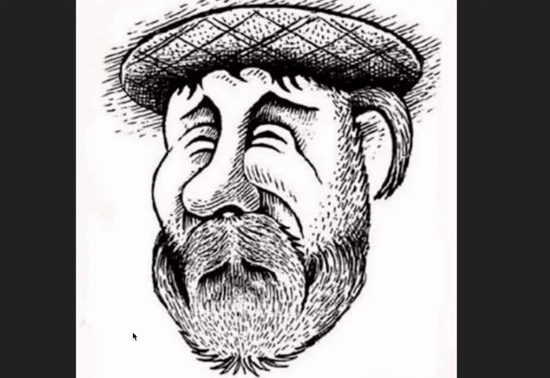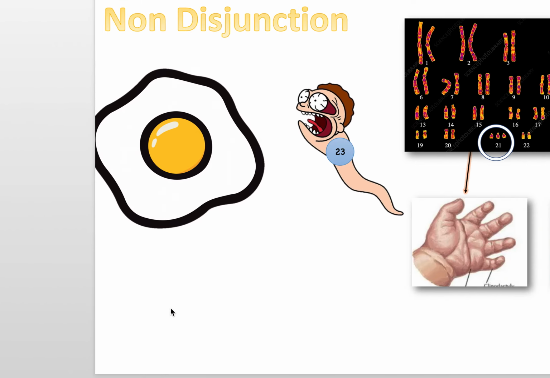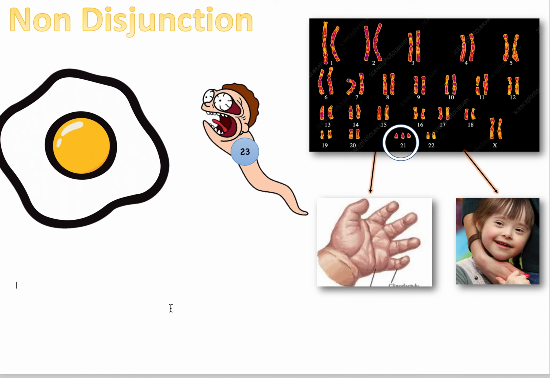In this video, we're going to see if you can spot the animal in this picture. Also, we'll be looking at non-disjunction, Down syndrome, trisomy 21, this whole topic. And hopefully after this video, you understand everything about it.